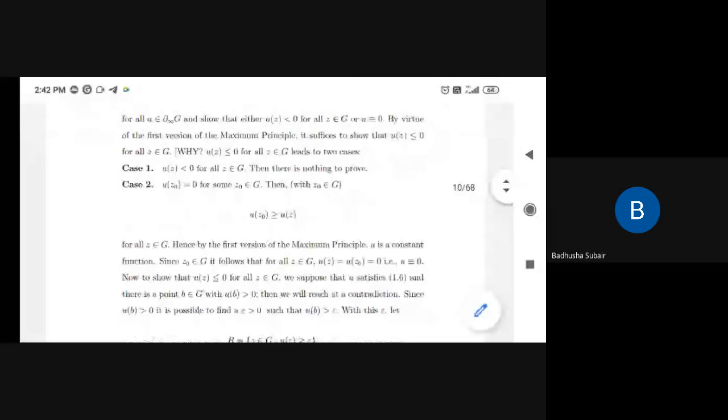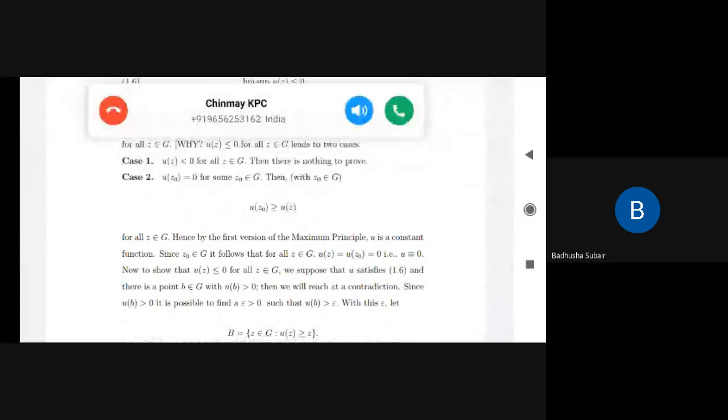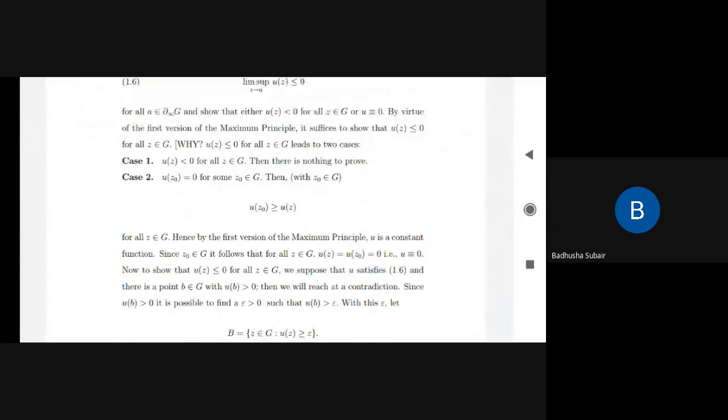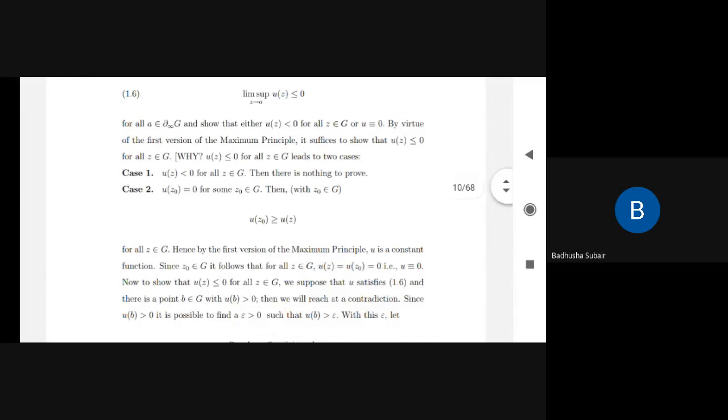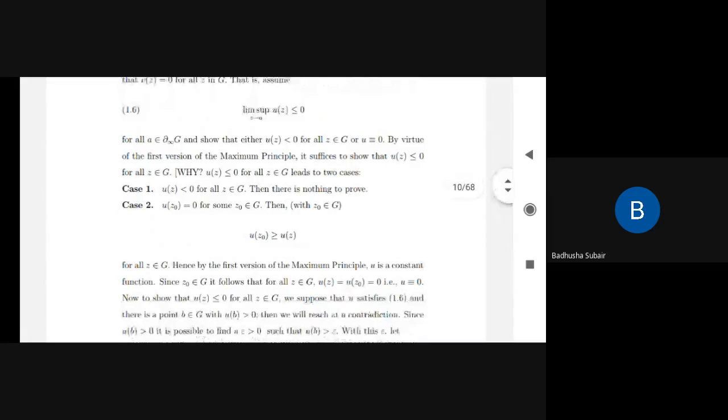Case 1, U(Z) is less than 0 for all Z belongs to G, then there is nothing to prove since we have the assumption that V(Z) is equal to 0 for all Z in G. So once we prove U(Z) is less than or equal to 0, we obtain U(Z) is less than 0 for all Z belongs to G. Then there is nothing to prove.